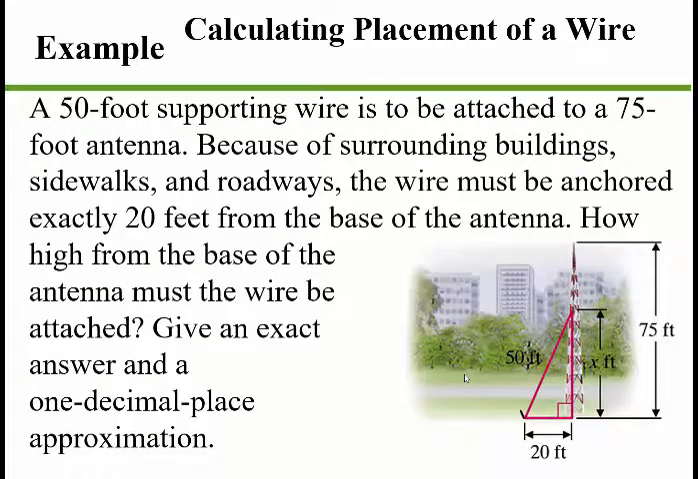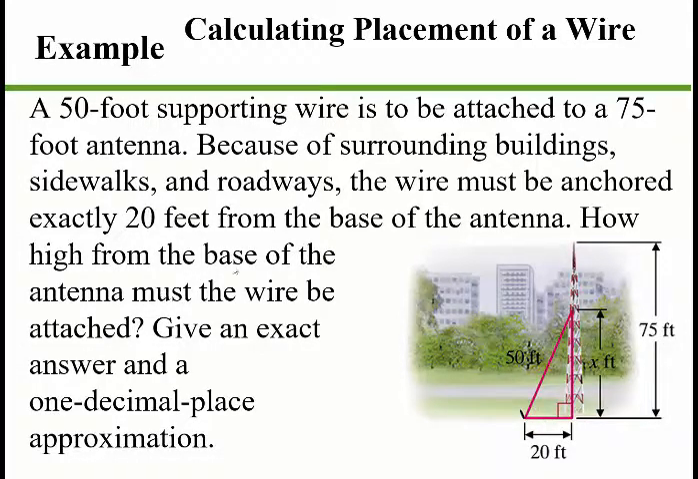All right, let's do an application problem. This is talking about calculating placement of a wire. A 50-foot supporting wire is to be attached to a 75-foot antenna. So here's the 75-foot antenna. Because of surrounding buildings, sidewalks, and roadways, the wire must be anchored 20 feet from the base. So here's 20 feet from the base of the antenna.